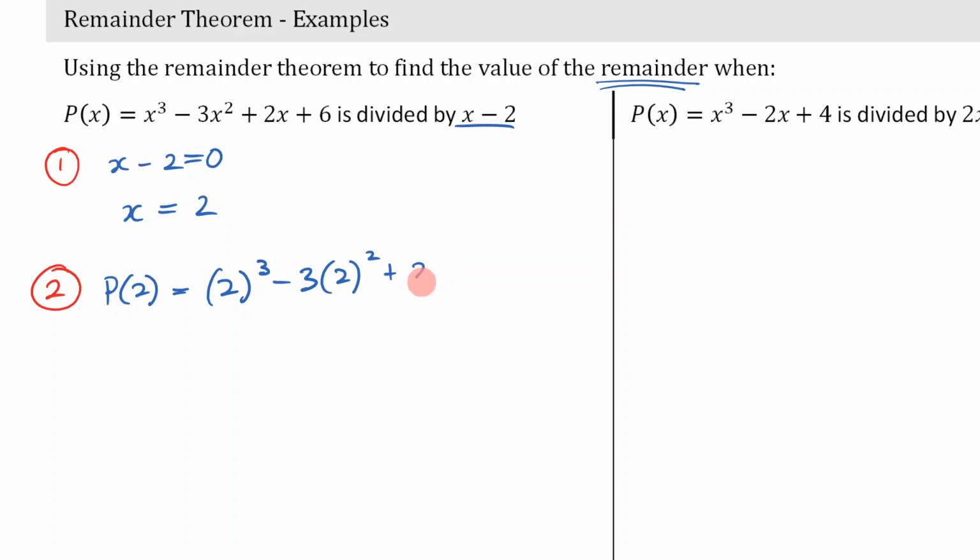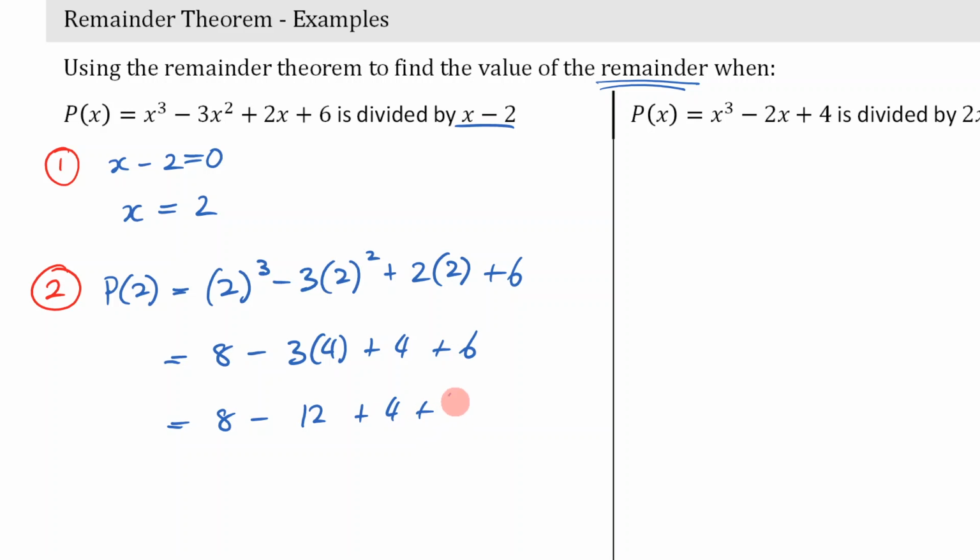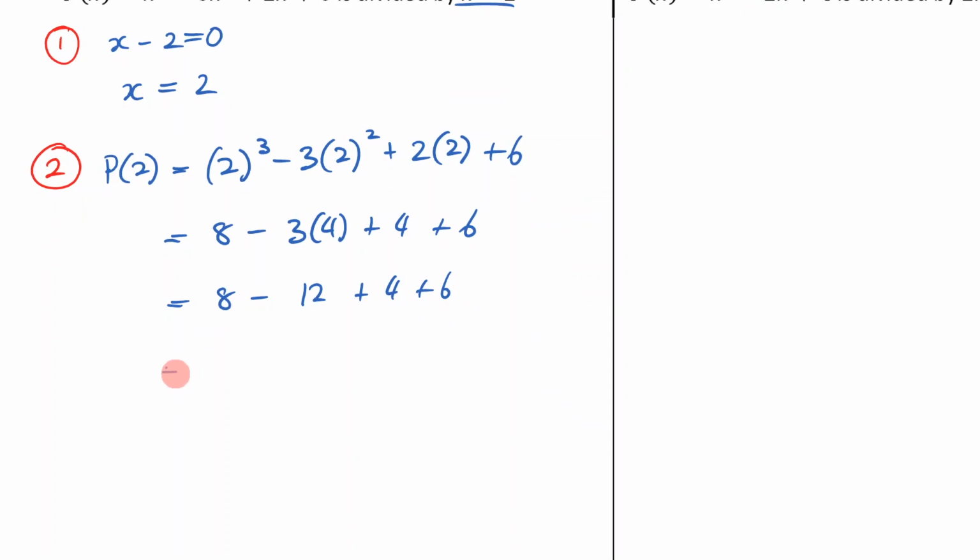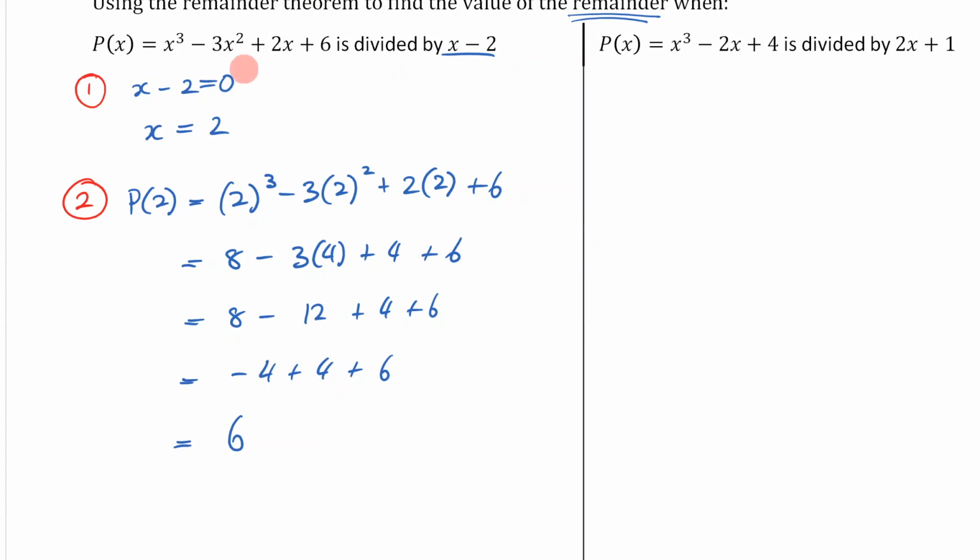So we're going to go p of 2 is equal to 2 cubed minus 3 times 2 squared plus 2 times 2 plus 6, which is going to be 8 minus 3 times 4 plus 4 plus 6, which is 8 minus 12 plus 4 plus 6, which is then going to be negative 4 plus 4 plus 6, which is going to be equal to 6. So that means if I was to divide p of x by x minus 2, my remainder is going to be 6, which means that x minus 2 is not a factor of p of x.